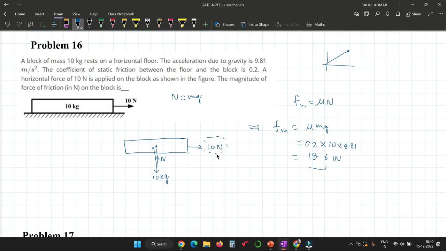When the magnitude of the external force is larger than this, then what will happen? Then at that time the kinetic friction will come into the picture. But here the external force is less than the maximum limiting force. So in that situation, the friction force will be exactly equal to what? External force. So what is the answer? Only 10 Newton.